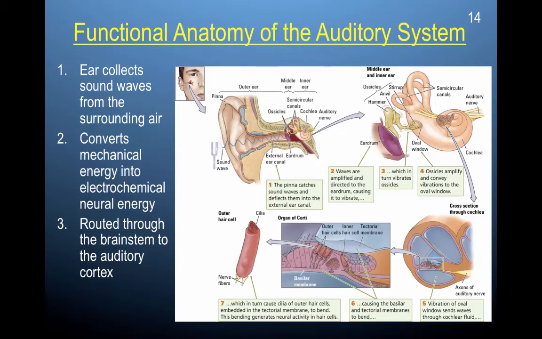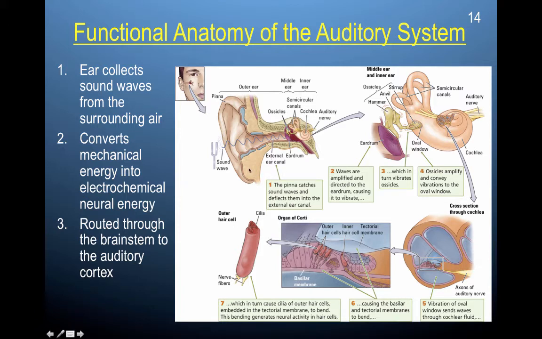So now that we've gone through some of the basics about the properties of sound, we're going to be covering the functional anatomy of the auditory system. The ear collects sound waves from the surrounding air, and it converts this mechanical sound wave energy into electrochemical neural energy. And then this is routed through the brainstem to the auditory cortex. So first, let's go through some of this basic functional anatomy, okay?